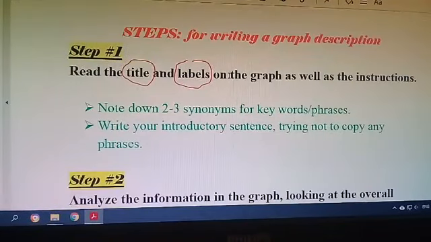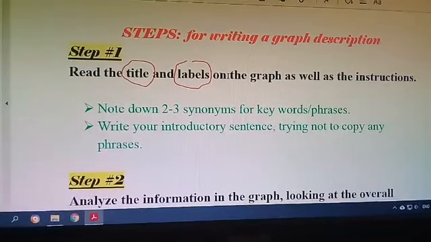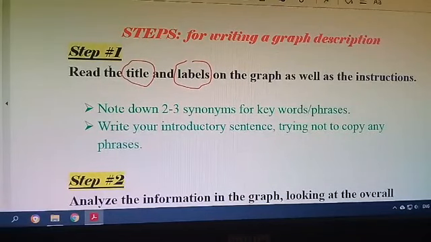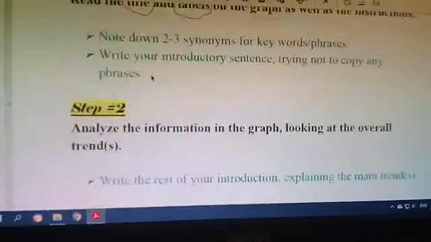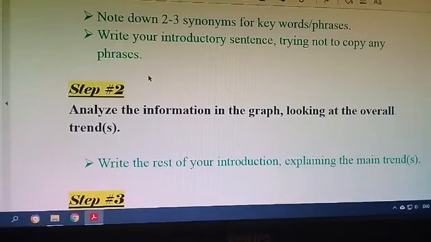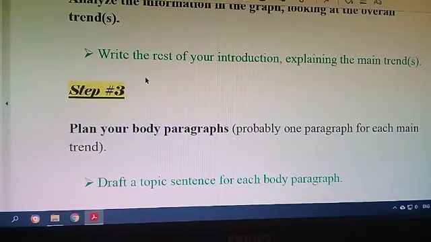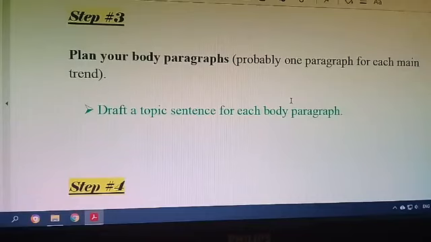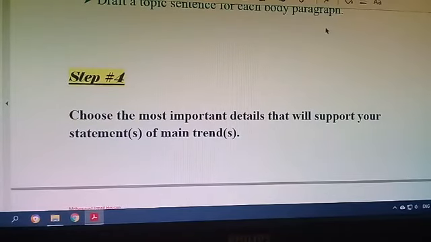Here are the main points of writing graphs and charts. Steps for writing a graph description. Number 1, read the title, the labels on the graph as well as the instruction, and follow one by one. Number 2, analyze the information in the graph, looking at the overall trends. Number 3, plan your body paragraphs, probably one paragraph for each main trend. And number 4, choose the most important details that will support your statements of the main trend.